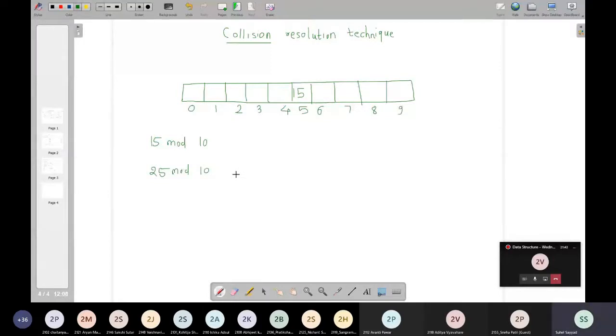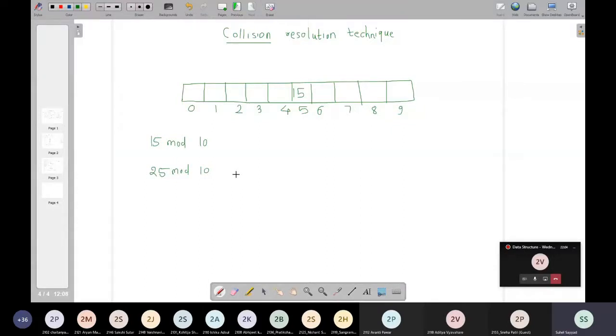But suppose there is no space available in my array, then I may not be able to accommodate 25. In that case, even if there is a collision, it cannot be resolved, because at the end you should have that space available, right? So we need some advanced techniques to resolve this type of collision. We'll discuss them one by one, right?